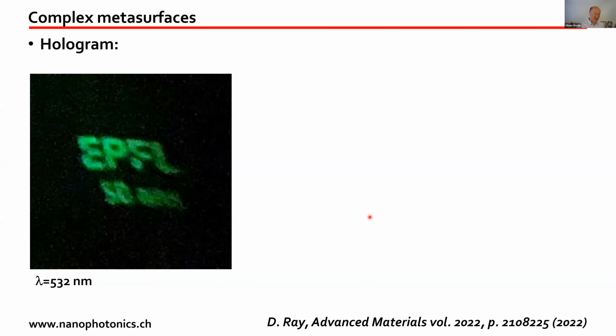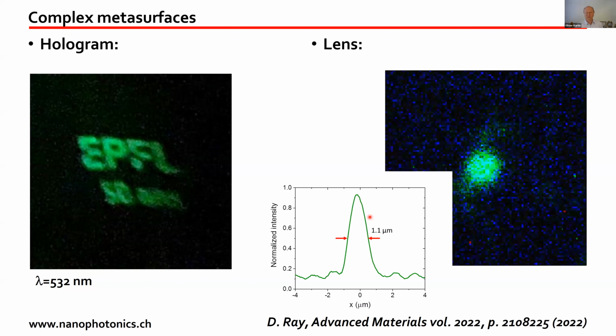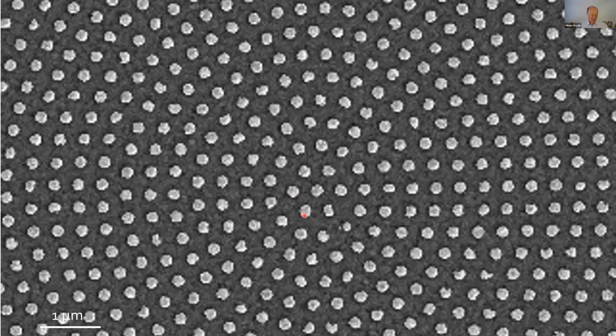And with that, we can make a hologram, for example. We can make a Fresnel zone plate, so just a lens that will focus the light. And we see all this works in the visible range of the spectrum. For the Fresnel zone plate, what we have is just the nanostructures that are put in circles all together, such that it produces this phase change that we need.